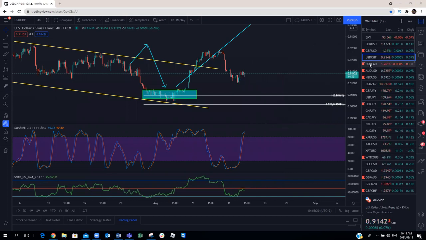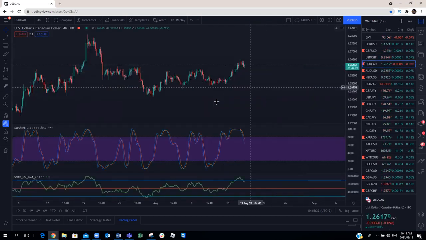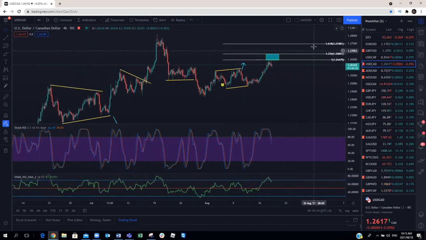All right, US dollar CAD. Yesterday, we looked for this to push and continue into the blue box. We are now in the blue box. We've touched the blue box. Do we get a reversal right now? It looks like we're still going to push a little bit higher into the blue box.